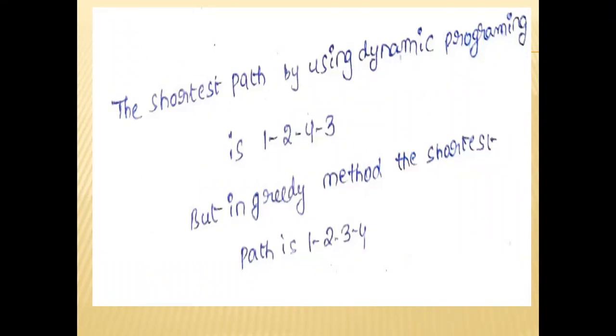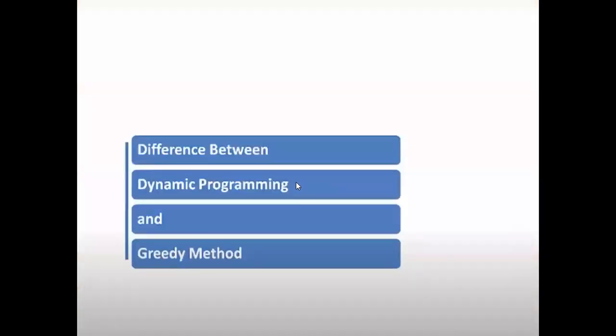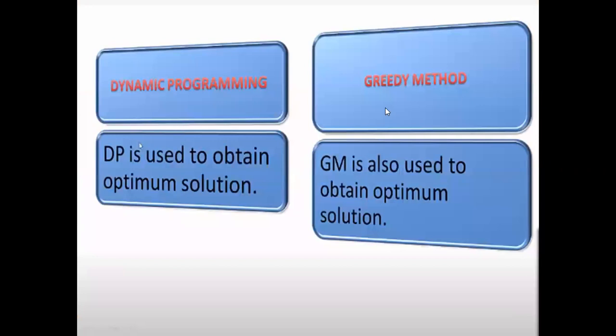So for example, what is the difference between dynamic programming and the greedy method? Suppose the difference between dynamic programming and the greedy method. Dynamic programming is used to obtain the optimal solution.